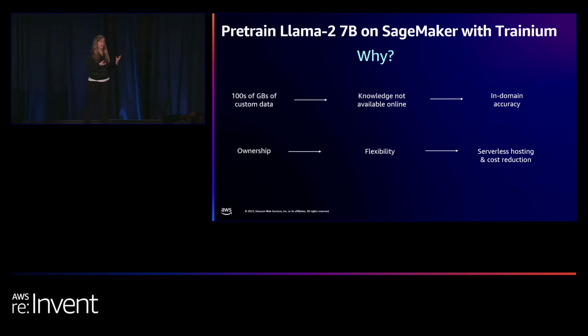This then drives in-domain accuracy, and so this small model will be very surprisingly accurate within that domain. Again, it won't know everything under the sun, but it will have a surprising amount of accuracy in that data set and in that domain where you're training it. This, of course, then drives, as I mentioned earlier, ownership. It drives flexibility, and that lets you use serverless hosting and then ultimately cost reduction opportunities.